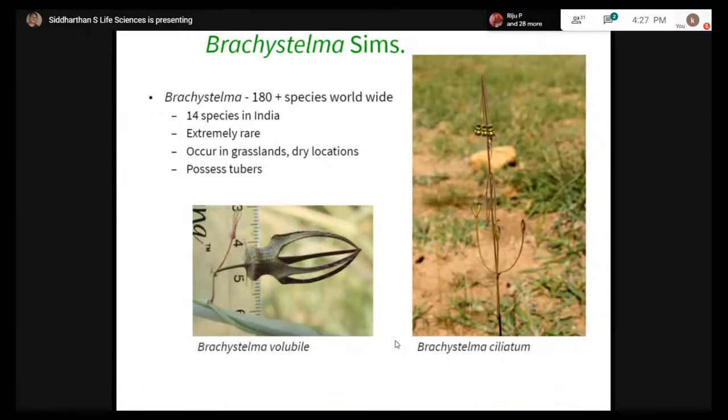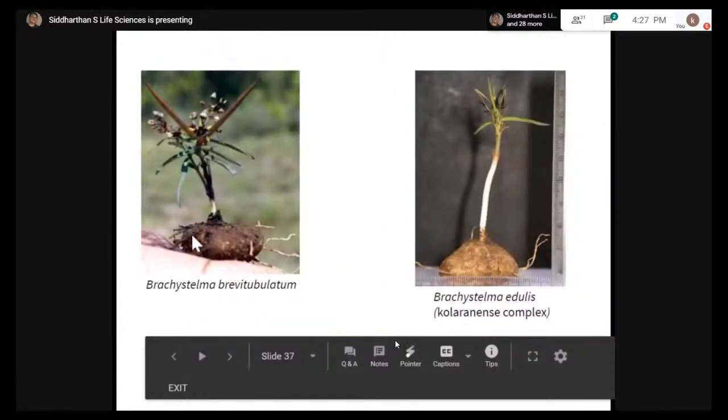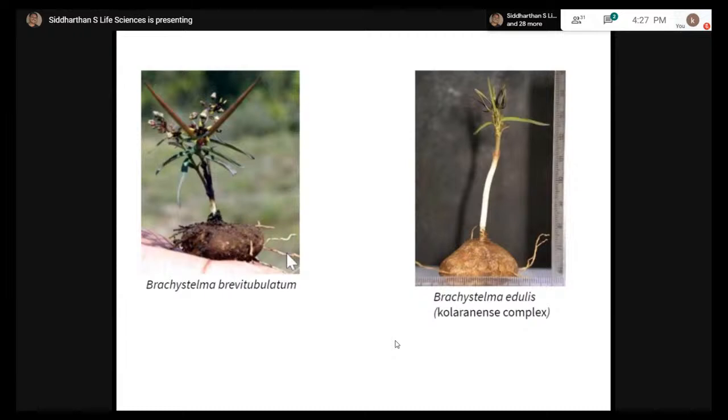There are 14 species known from India. They are very rare because they are very tiny plants, and they grow only a very few months during the monsoon season. They occur in grasslands, and they also possess very big tubers. These tubers are adaptations to dry conditions. Though these plants emerge only during the monsoon season, the rest of the time they can be considered as annual plants living inside the soil. Only for a short period, a maximum of 2 months in a year, they will be above soil. The rest of the time they are only tubers.